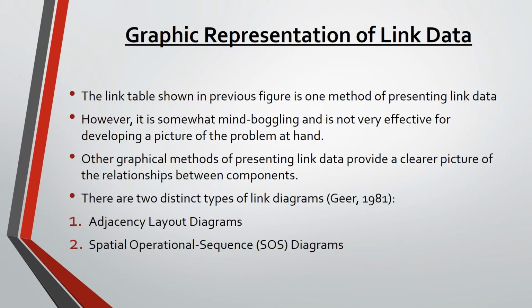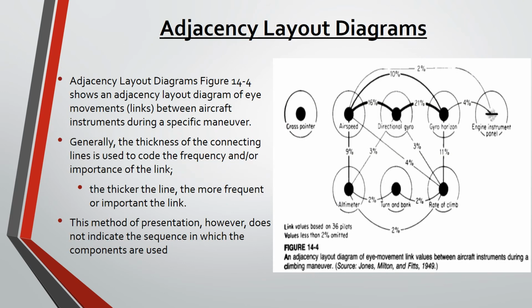So the link table is one method of summarizing the data, and another one is a graphic representation of link data. Here we are discussing two types of link diagrams. One is the adjacency layout diagram and the other is the spatial operational sequence, or SOS, diagram. These are the two important things that we'll be looking at in this session. So the first method is the adjacency layout diagram.